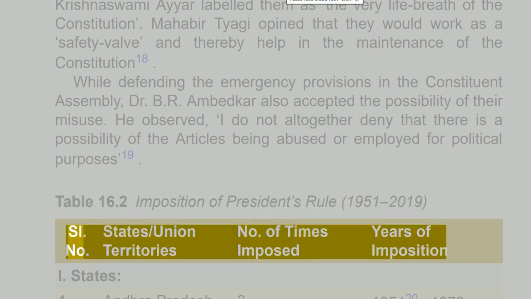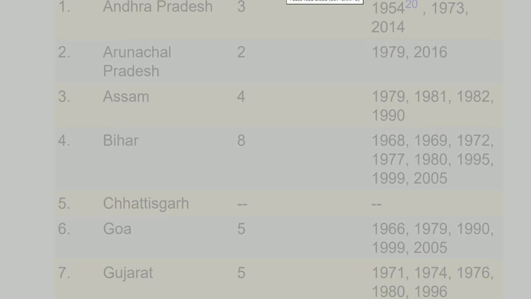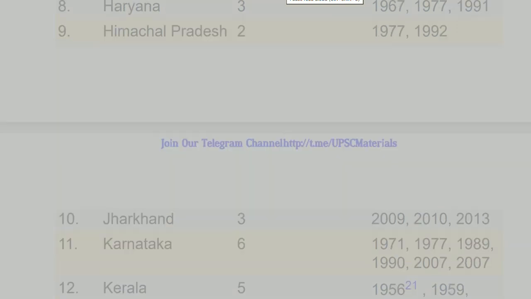19. Table 16.2 Imposition of President's Rule, 1951-2019. Serial number, States and Union Territories, number of times imposed, years of imposition. I. States. 1 Andhra Pradesh 3, 1954, 1973, 2014. 2 Arunachal Pradesh 2, 1979, 2016. 3 Assam 4, 1979, 1981, 1982, 1990. 4 Bihar 8, 1968, 1969, 1972, 1977, 1980, 1995, 1999, 2005. 5 Chhattisgarh. 6 Goa 5, 1966, 1979, 1990, 1999, 2005. 7 Gujarat 5, 1971, 1974, 1976, 1980, 1996. 8 Haryana 3, 1967, 1977, 1991. 9 Himachal Pradesh 2, 1977, 1992.